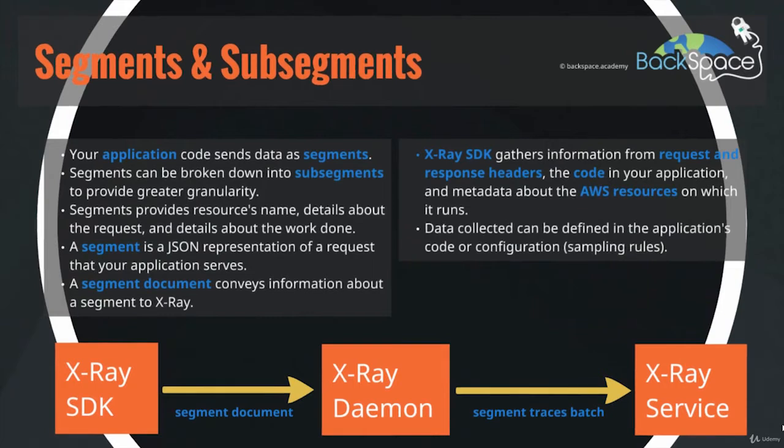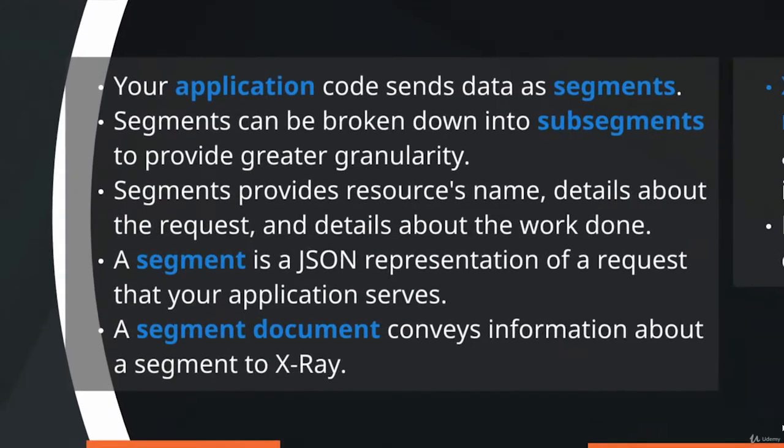When you use X-Ray, you break your application code down into segments, and your application code using the software development kit will forward information about those segments over to the X-Ray daemon. Now, those segments can also be broken down into further sub-segments that can provide even greater granularity. The segment information provided to the X-Ray daemon will include, among other things, the resource's name, details about the request, and details about the work that is being done.